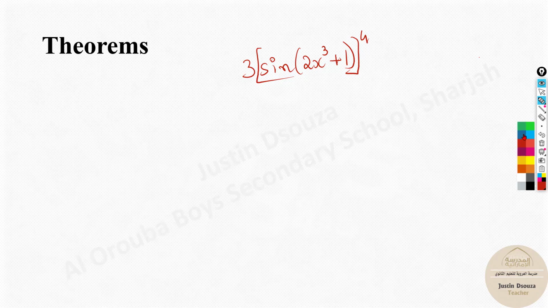Now, first thing you need to do is understand which is the outer function. It is like peeling an onion. You peel the outside layers one by one, right? So understand what is the outer layer. The outermost layer, when it is trigonometry or anything like a chain rule, will be the power. This is the outermost layer.